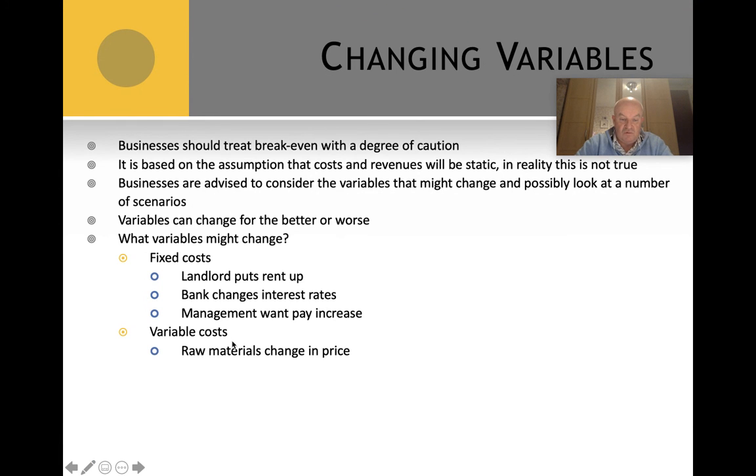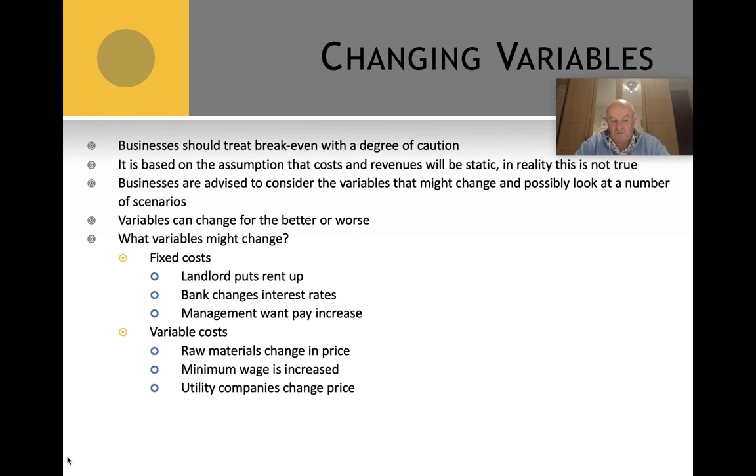Okay. Raw materials might change in price. Minimum wage could increase, so that would affect your variable costs. Utility companies might change their prices. All of these things will cause the variables that you're trying to assess and calculate to change, and that has an effect on the level of sales revenue you're going to need to achieve break-even.